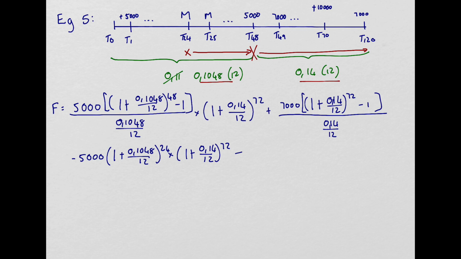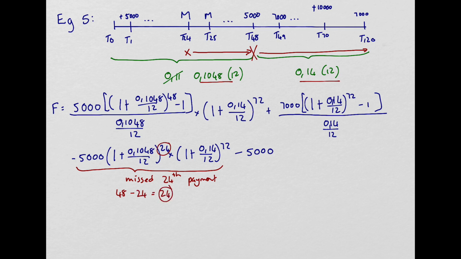Okay, so now we're going to take away the 25th payment. Okay, it might just be helpful for you to label this. So this one is the missed 24th payment. And so we said 48 minus 24 equals 24. And this 24 is that 24. Okay. And now we're taking away the 25th payment. So this one is going to be the missed 25th payment.